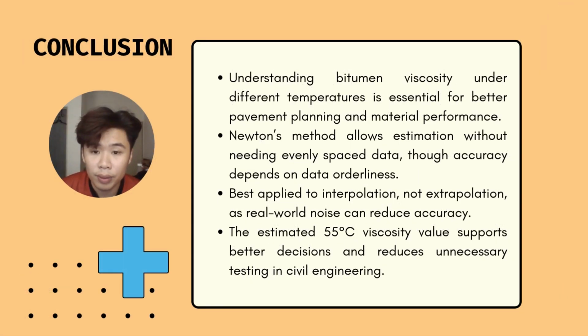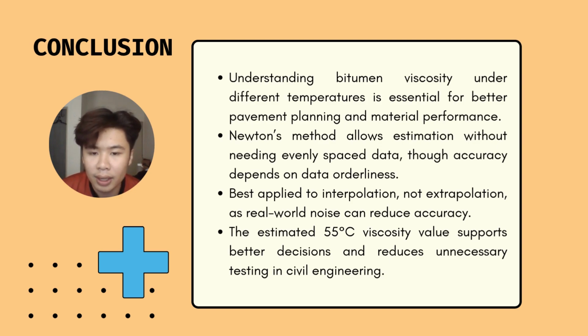So we move to the conclusion. Understanding how bitumen viscosity changes with temperature is essential for effective pavement design and material selection. The use of the Newton interpolation method provides a practical way to estimate values even without evenly spaced data, though accuracy still depends on the consistency and order of the data.